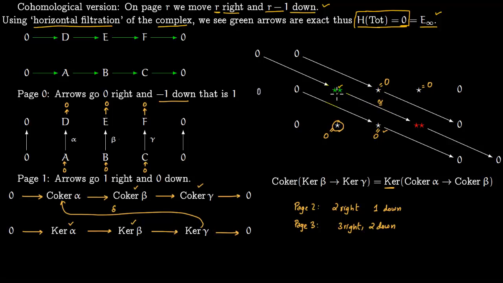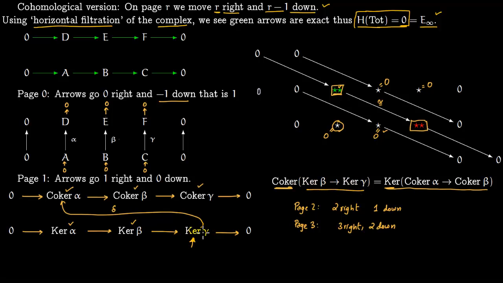For this to be an isomorphism, this double star, which is the corresponding cohomology for this map here, is just the kernel of the cokernel of alpha to the cokernel of beta. And this double red star corresponds to the cohomology computed right here. So the cohomology computed right here is the cokernel of this map, kernel of beta to kernel of gamma.